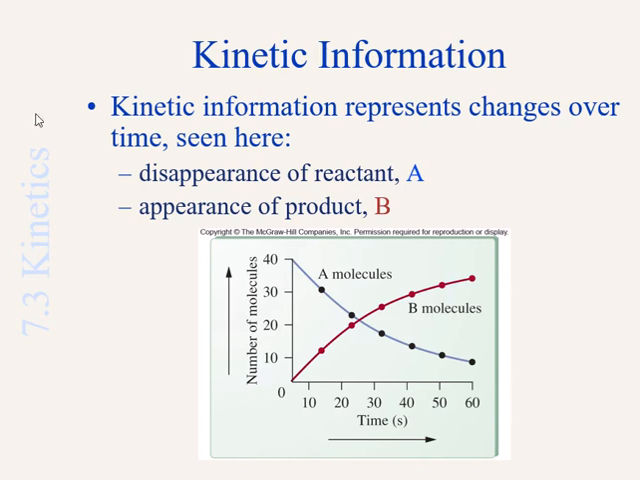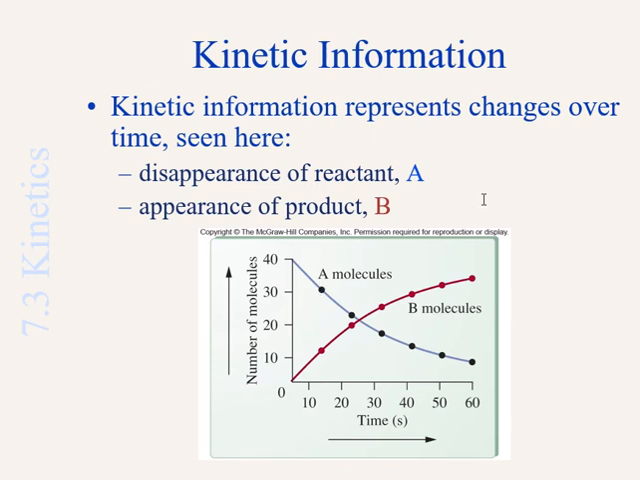Let's look at some ways by which we show the kinetic information in a chemical reaction. Here, for example, you have molecules of A turning into molecules of B over time. A very simple reaction, one reactant A turning into B. So what happens over time? A gets converted into B. The product starts to appear while the reactant starts to disappear.